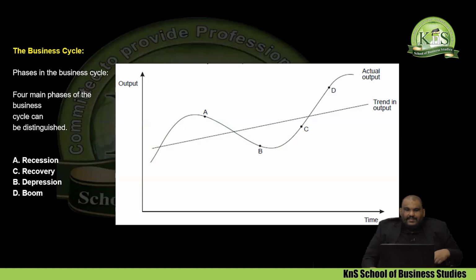In C, it's a recovery phase. Means things are starting to look up. Once you've hit rock bottom at point B, and then when you start to rise, things start to look better. People are starting to get their jobs back. Incomes are rising.